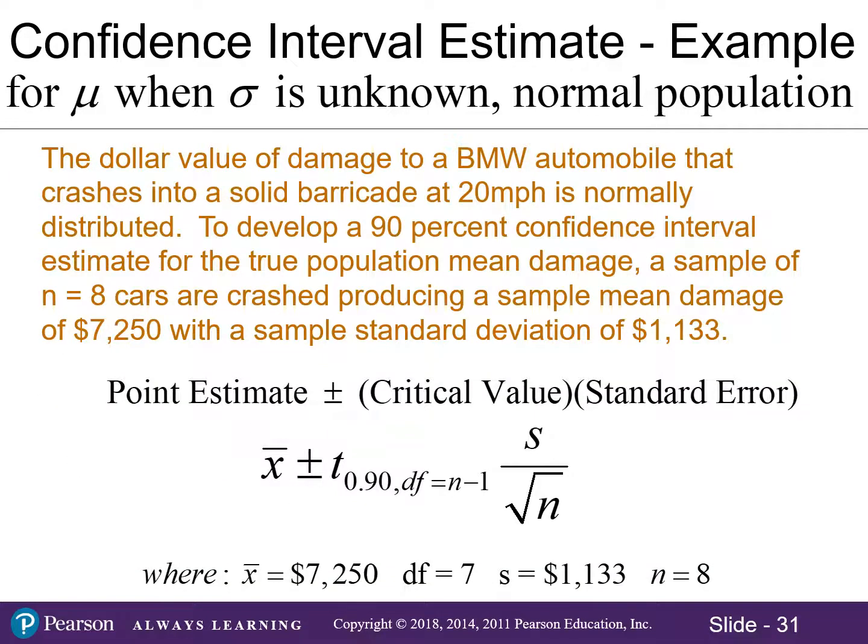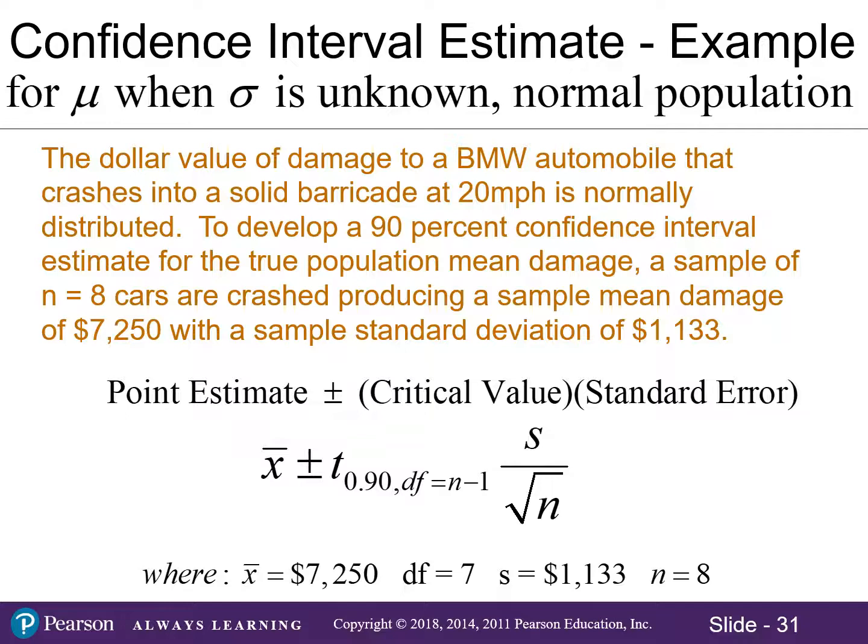All right, let's take a look at BMW crash damage because, yeah, it's going to be expensive. Anyway, so if you take a BMW automobile and crash it at about 20 miles per hour, the amount of damage that you do, the cost of the damage you do, is normally distributed.